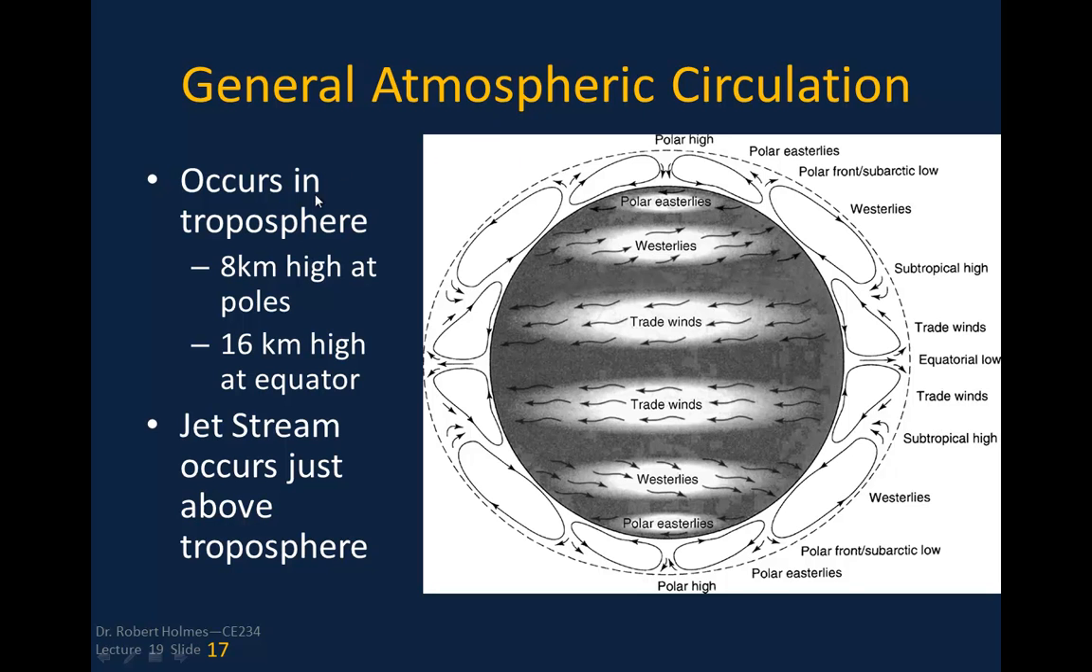The atmospheric circulation occurs in the troposphere, which is about 8 kilometers high at the poles and 16 kilometers high at the equator. And this jet stream occurs just above the troposphere.